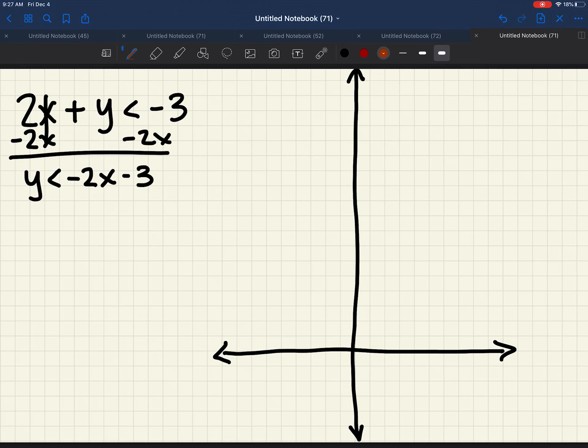What's the first point you're going to put on your graph, Taya? Negative 2. Is negative 2 your y-intercept? No. Where do you always find your y-intercept? Yeah. Yep. So what's the first point you put on your graph? What is it? Negative 3. There we go.